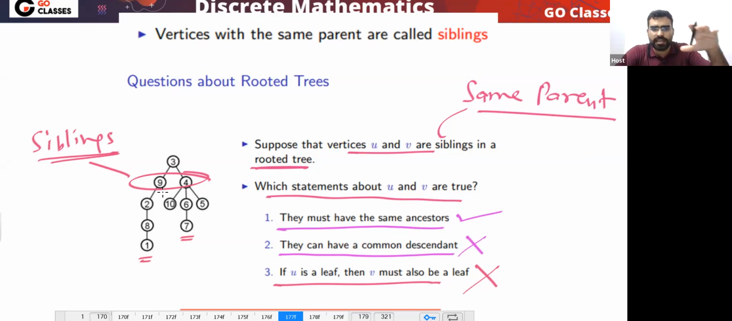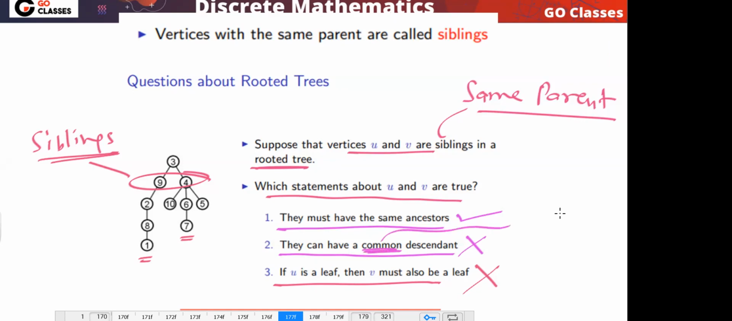That is not the idea. So there is no descendant of one. I can say descendant of one is none. Like they don't have common descendant. See, this word common means at least one. Yes, sir. Common means at least one.